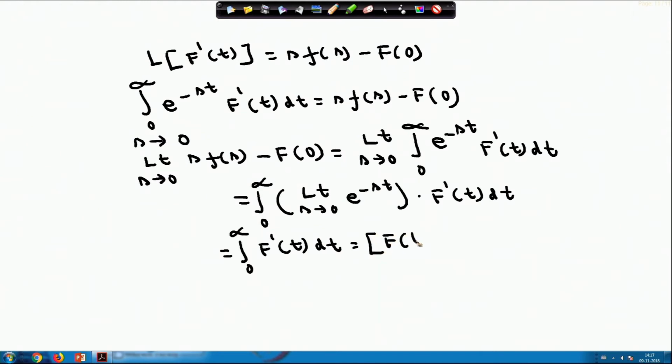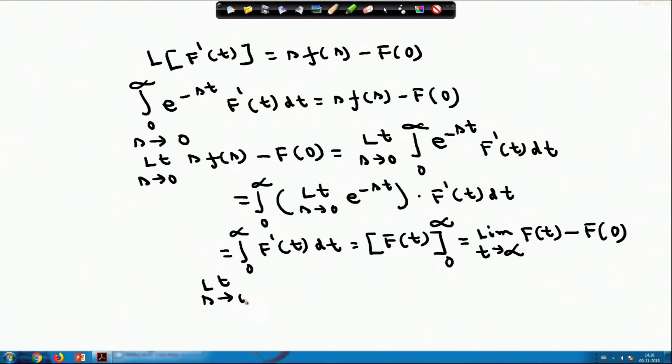So, it will become f(t) from 0 to infinity. Now, this is f(infinity), that means the limit as t approaches infinity of f(t), the value of the upper limit at t equals infinity, minus f(0) for the lower limit. So, f(0) will be cancelled from both sides, and we can write the limit as s approaches 0 of s F(s) equals the limit as t approaches infinity of f(t). So, please note that this completes the proof of the final value theorem, which says that the limit as t approaches infinity of f(t) equals the limit as s approaches 0 of s F(s).